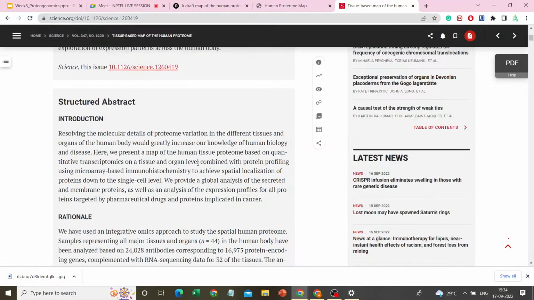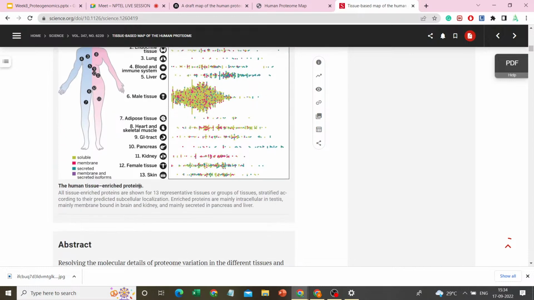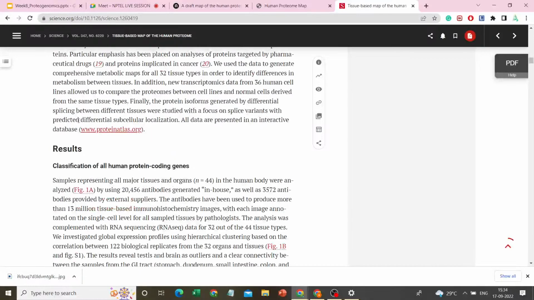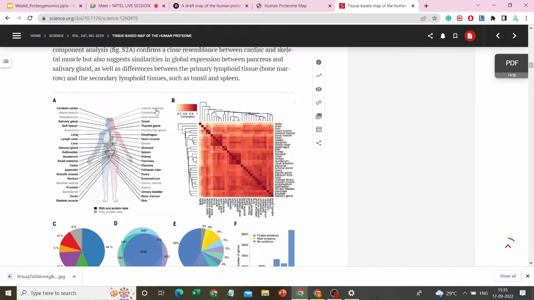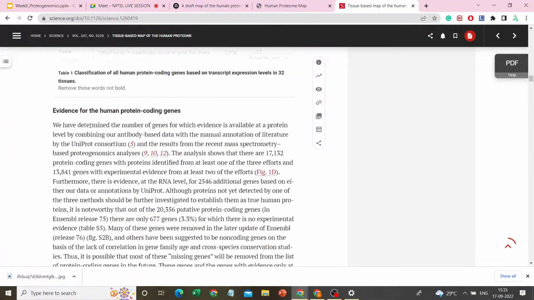Now if you look at this, this was the final conclusion: the brain, the endocrine tissue, lung, blood and immune system, liver, male tissue, adipose tissue. These are the human tissue enriched proteins, and they also went ahead and filled in the membrane and secreted isoforms. Then they created all their data comprehensively in the Human Protein Atlas.